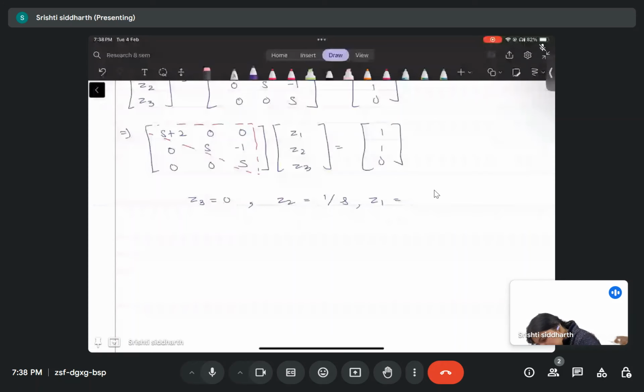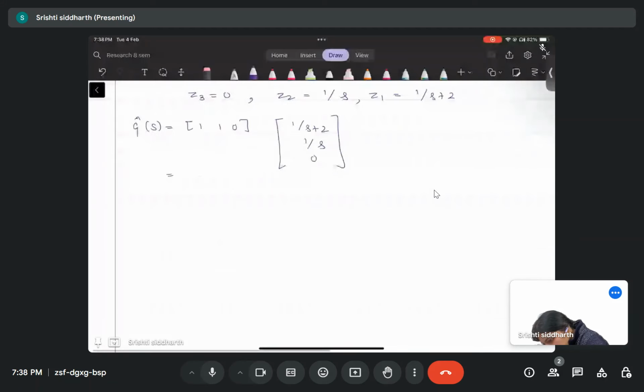Right, so G hat of S becomes C times Z1, Z2, Z3. So 1 over S plus 2, 1 over S and 0. This is 1 over S plus 2 plus 1 over S. So the poles are 0 and -2.